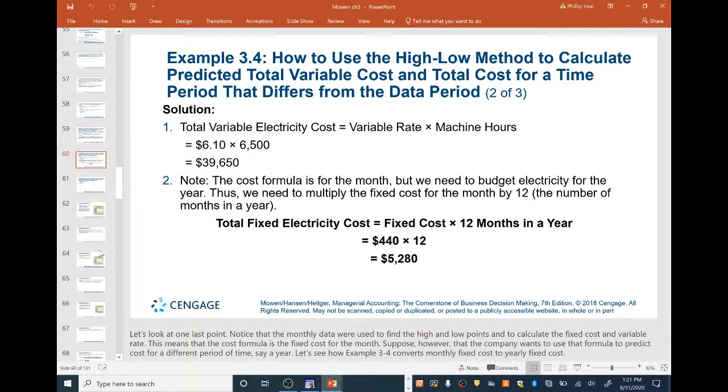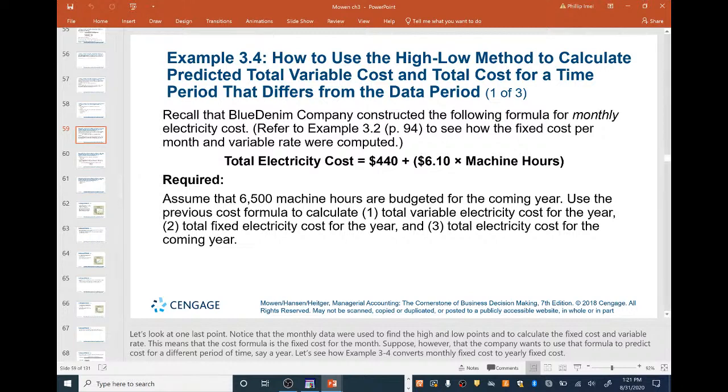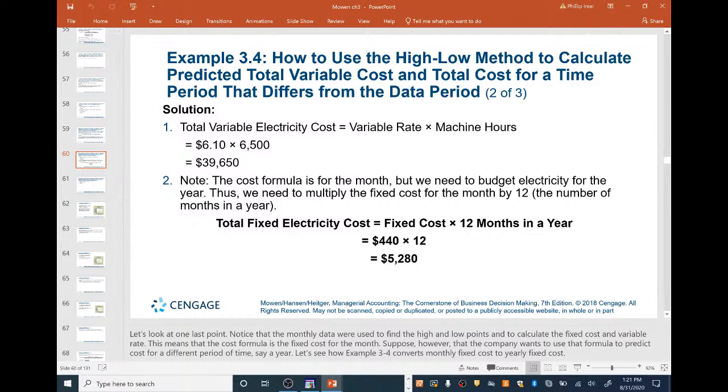So the first thing we want to do, once again, it's asking for what? Total variable electricity cost for the year. Total variable electricity cost equals the variable rate times machine hours, right? This is just that one component of the formula. We know the variable rate is $6.10. We found that. Times the allotted amount of machine hours, 6,500. That'll yield $39,650 for the total variable electricity cost.